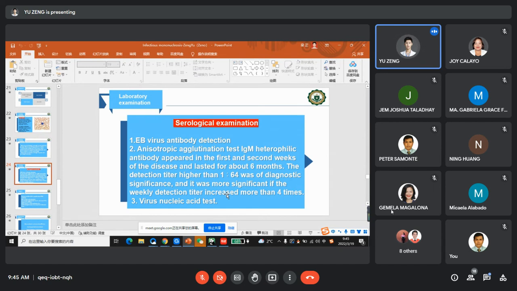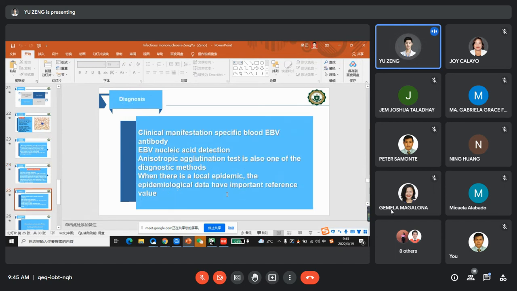Virus nucleic acid test. Clinical manifestation, specific blood EB virus antibody, and EB virus nucleic acid detection. The heterophilic agglutination test is also one of the diagnostic methods. And if there is a local epidemic, the epidemiological data have important reference value.